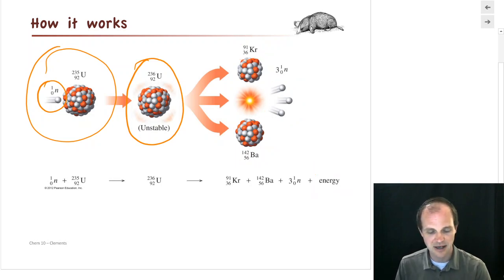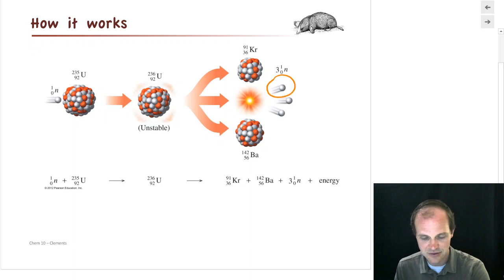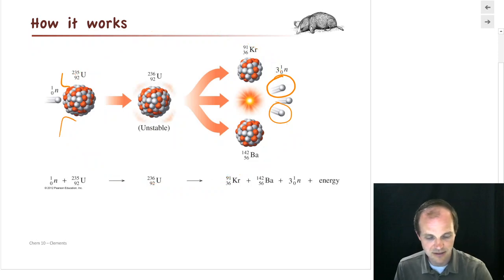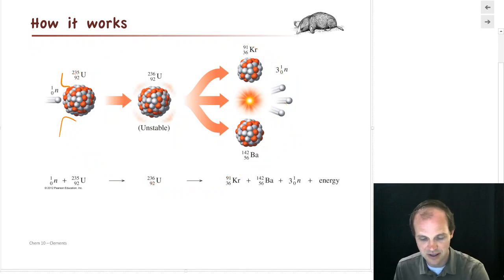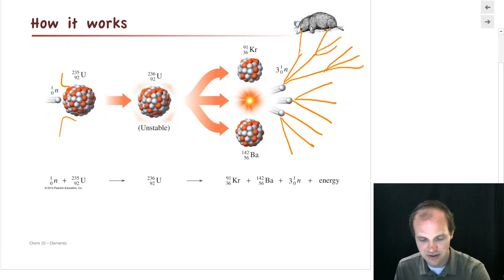Now, how does this reaction do anything? Well, it turns out that each of these neutrons can then start another reaction by hitting another uranium-235. So each of these neutrons can make 3 more neutrons. And then each of those neutrons can make 3 more neutrons.